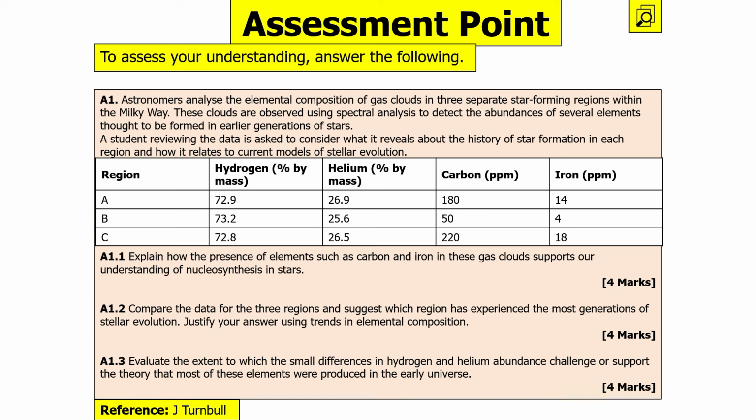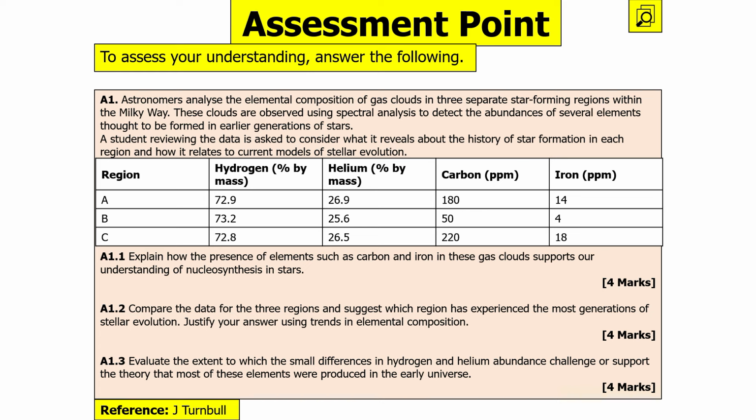Astronomers analysed the elemental compositions of gas clouds in three separate star-forming regions within the Milky Way. These clouds were observed using spectral analysis to detect the abundances of several elements thought to be formed in the earlier generations of stars. A student reviewing the data is asked to consider what it reveals about the history of star formation in each region and how it relates to the current models of stellar evolution. Explain how the presence of elements such as carbon and iron in these gas clouds supports our understanding of nucleosynthesis in stars.